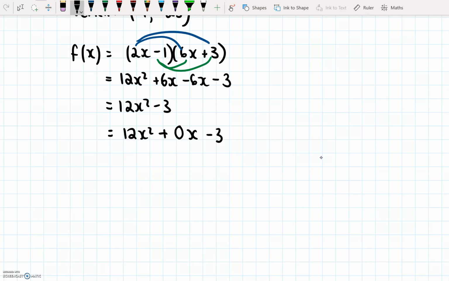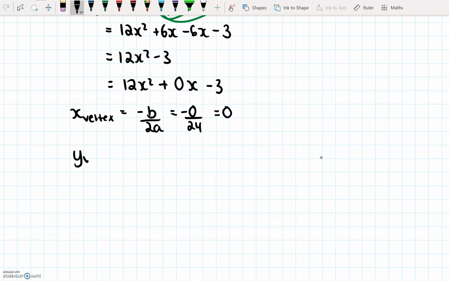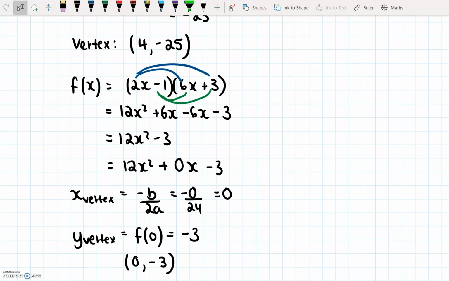Okay, and in this case then our x vertex is equal to negative b over 2a, and in this case b is 0, so 0 divided by 24, which is 0. Okay, 0 divided by anything is just 0. Okay, and our y vertex is the function of 0, and we know that that is the number on its own, the constant, which is -3. Okay, so in this case our vertex is going to be (0, -3). Okay, and you can, as I said, work this out by first expanding the brackets.